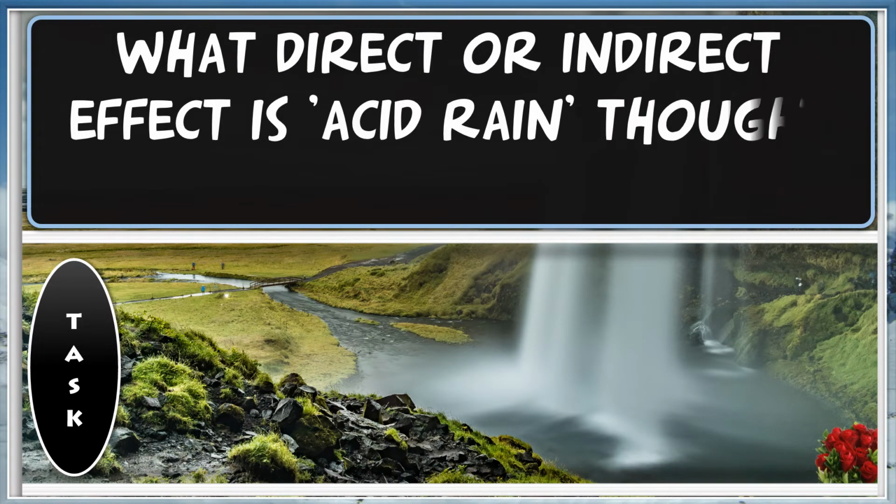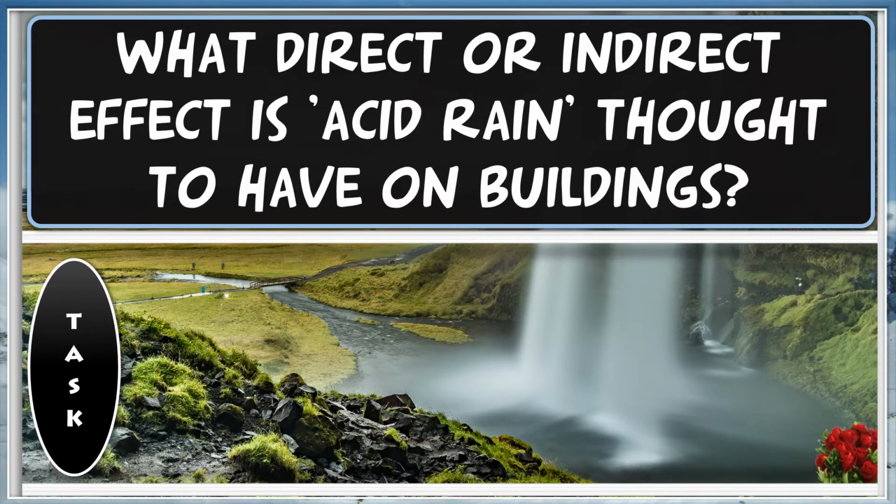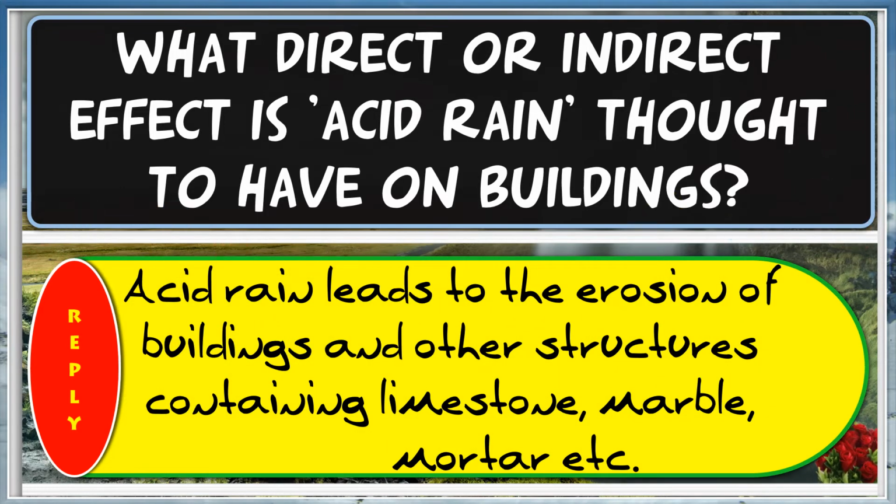What direct or indirect effect is acid rain thought to have on buildings? Acid rain leads to the erosion of buildings and other structures containing limestone, marble, mortar, etc.